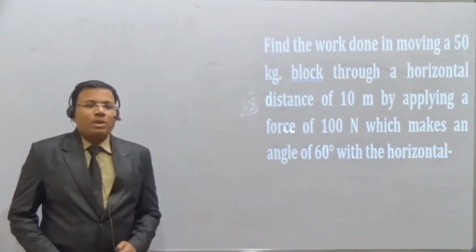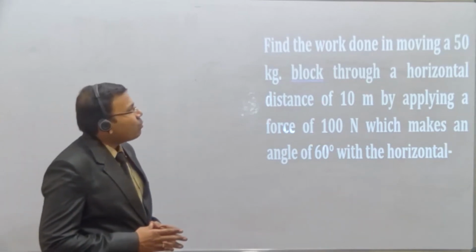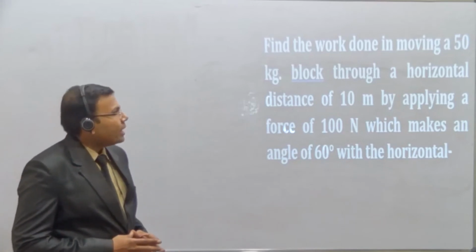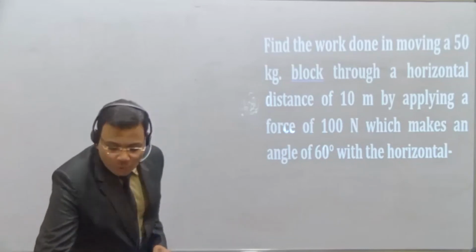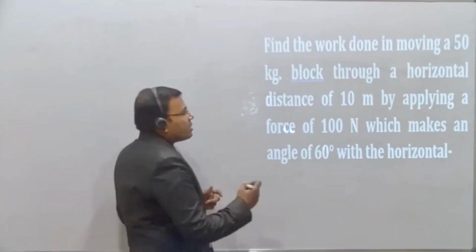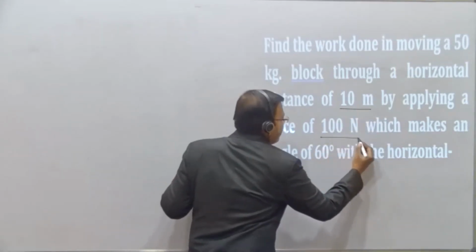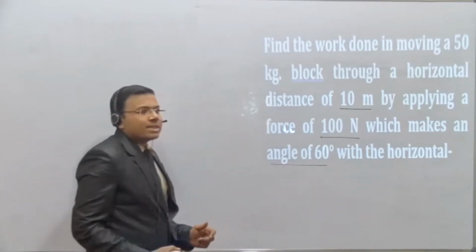Now, students, let us move on to the next problem. The next problem says: find the work done in moving a 50 kg block through a horizontal distance of 10 meters. Here also, the displacement or distance is 10 meter, the force is 100 Newton, and the angle is also given as 60 degree.